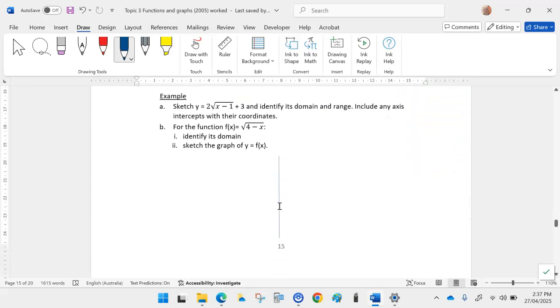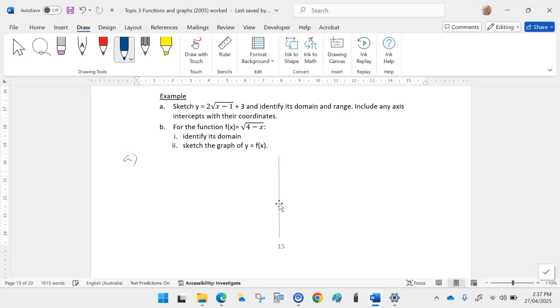Let's go to this example. Sketch y is equal to 2 times the square root of x minus 1, plus 3. Identify its domain and range. Include any axis-intercepts with their coordinates, if they have any.